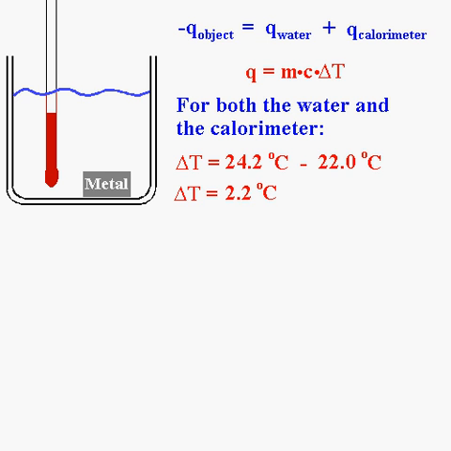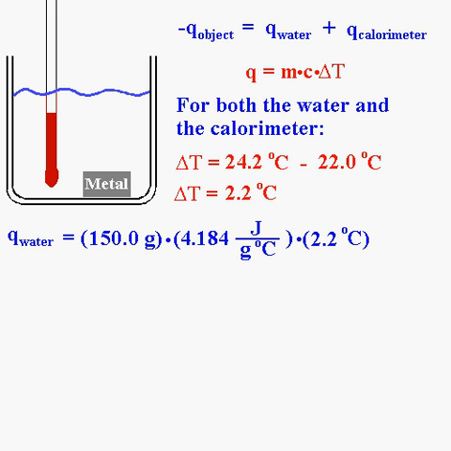Let's start with Q water. We take the mass, 150.0 grams, times the specific heat, 4.184 joules per gram degree Celsius, times the delta T, which we just calculated, 2.2 degrees Celsius. When we multiply all those out, the grams and the degrees Celsius cancel, which is good because the unit joule is the proper unit for heat. And multiplying the numbers works out to 1400 once you take into account the fact that 2.2 has only two significant figures.